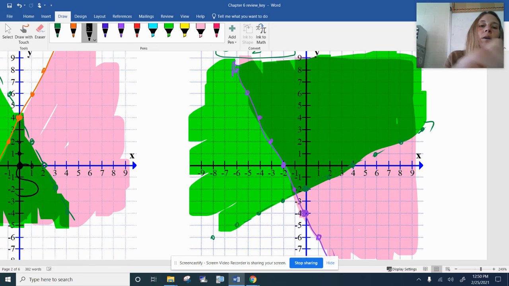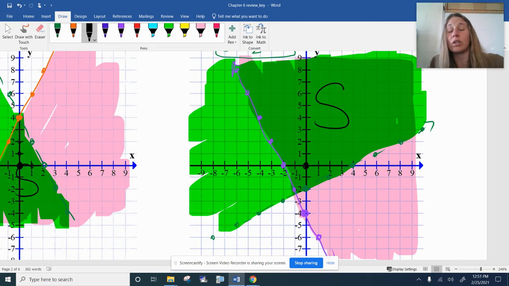All right, and then the area where they were shaded double, that's your solutions. Any point in here. It's cool because whenever the origin's a solution, that's a nice easy one to check, a good checkpoint. But really any point in here would be fine.